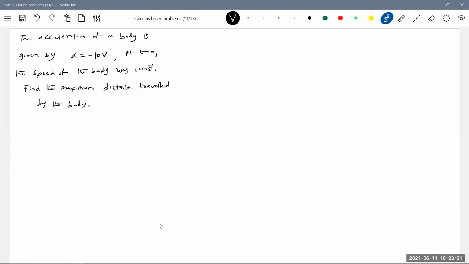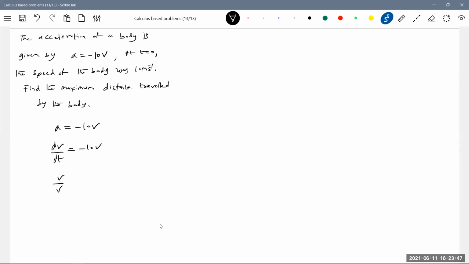What is the question? Find the maximum distance traveled. Okay, we'll see what that maximum distance traveled is. First of all, to get the distance traveled, we need speed. So I'll start with that. I'll write this as dv by dt.